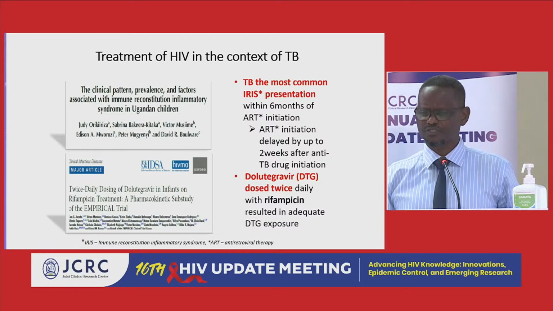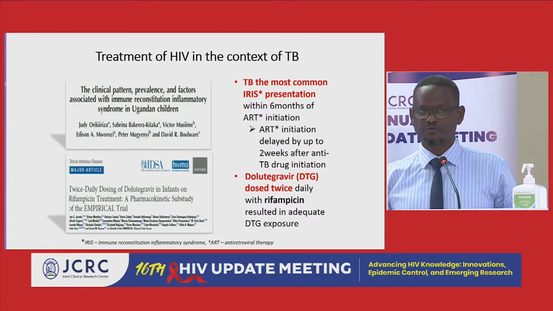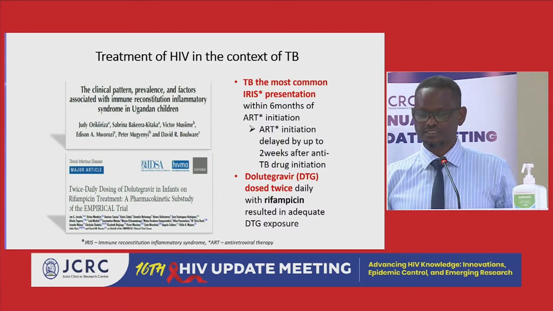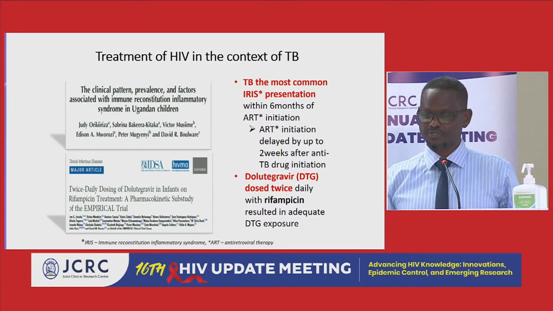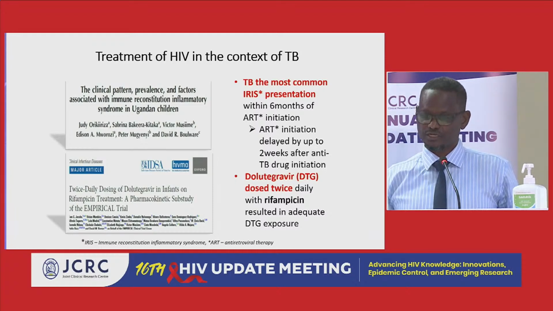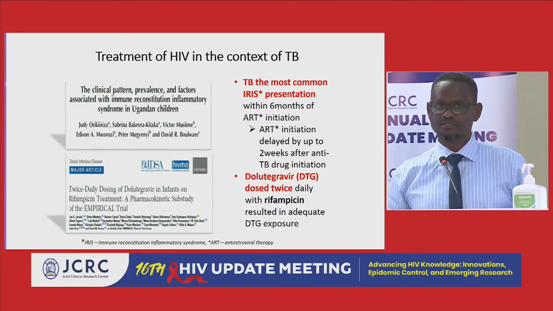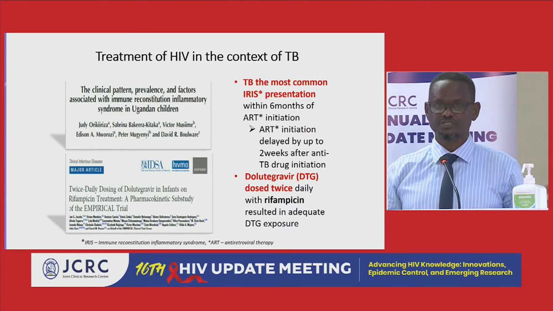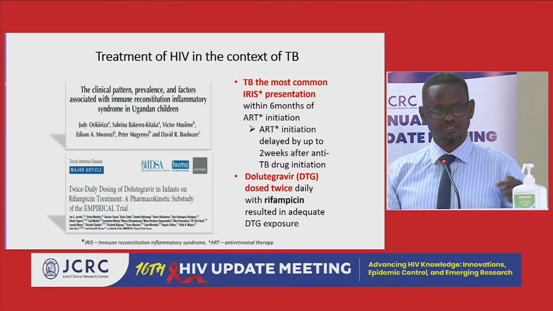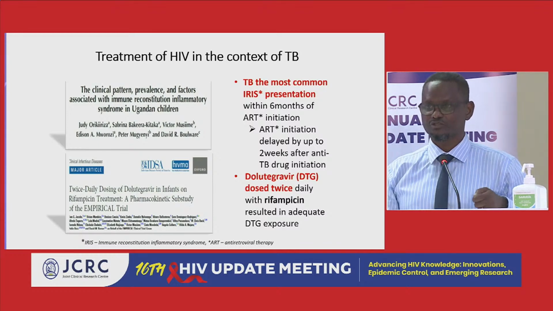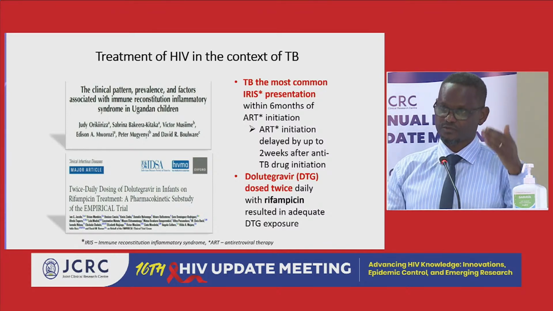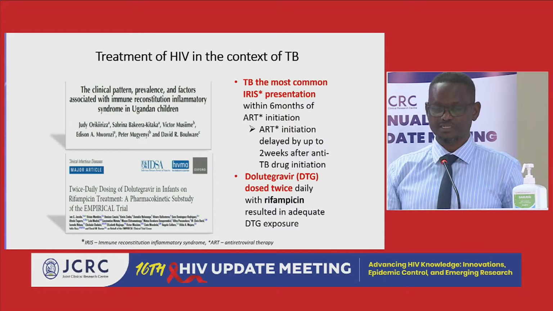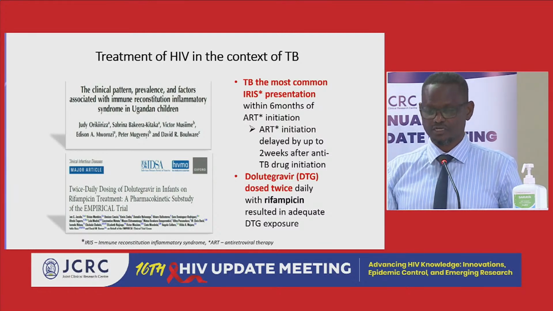Now, what about treatment of TB in the context of HIV? We know that as children start ART, there is the risk of development of IRIS. TB IRIS is the commonest presentation of IRIS among children. So that means when you're starting children on ART, TB occurs commonly. But how do you dose the DTG? There's a general statement that once you're starting TB drugs, you should double dose the DTG. That's what we do in clinical practice, but does that give you adequate doses?